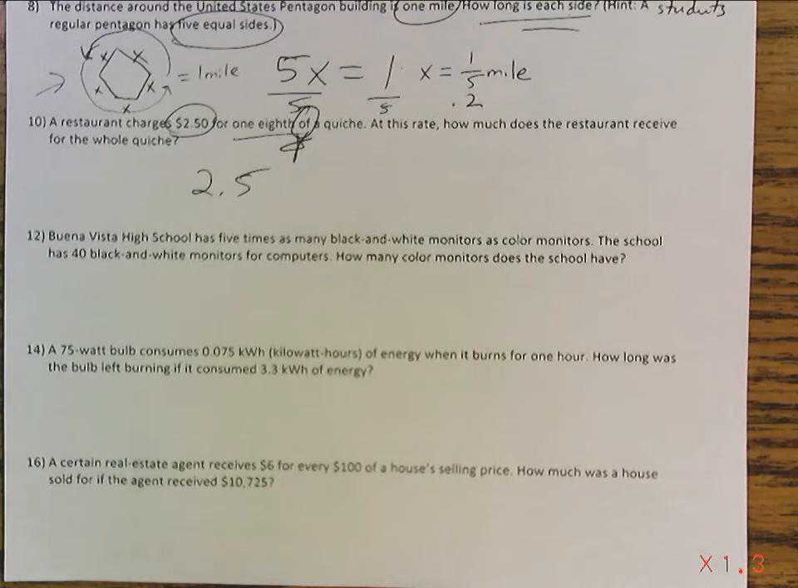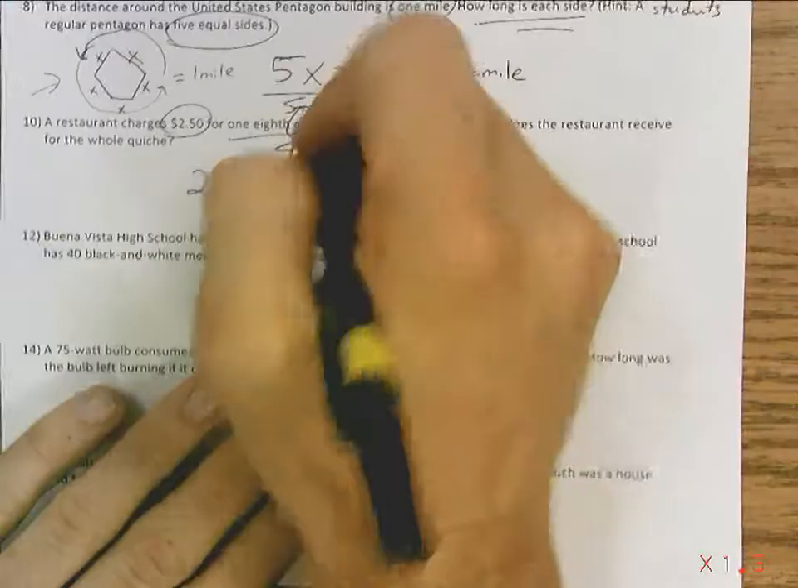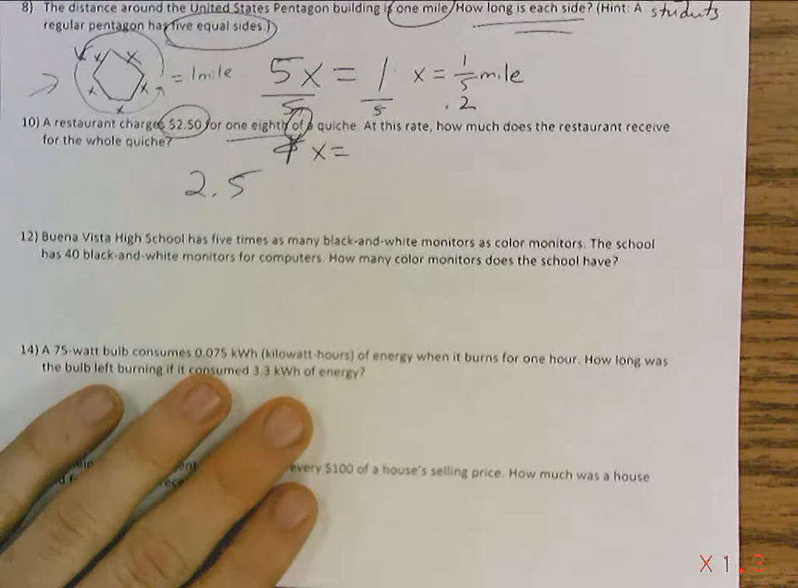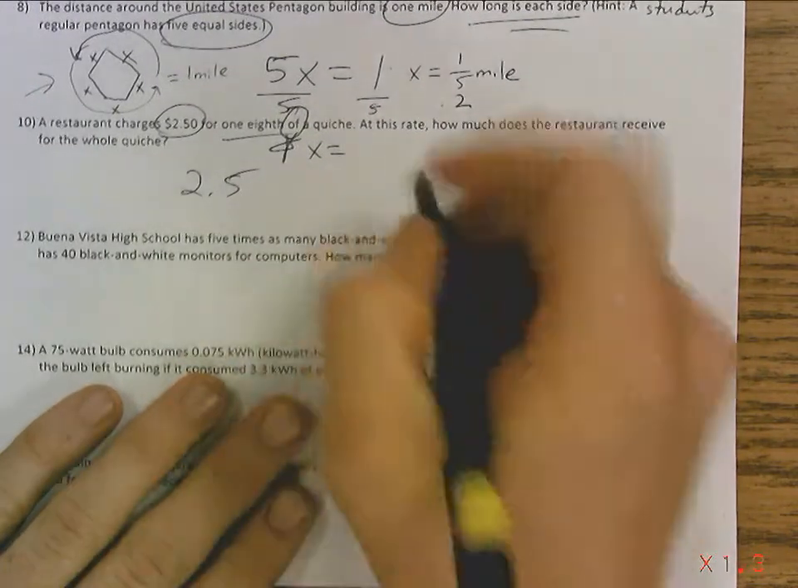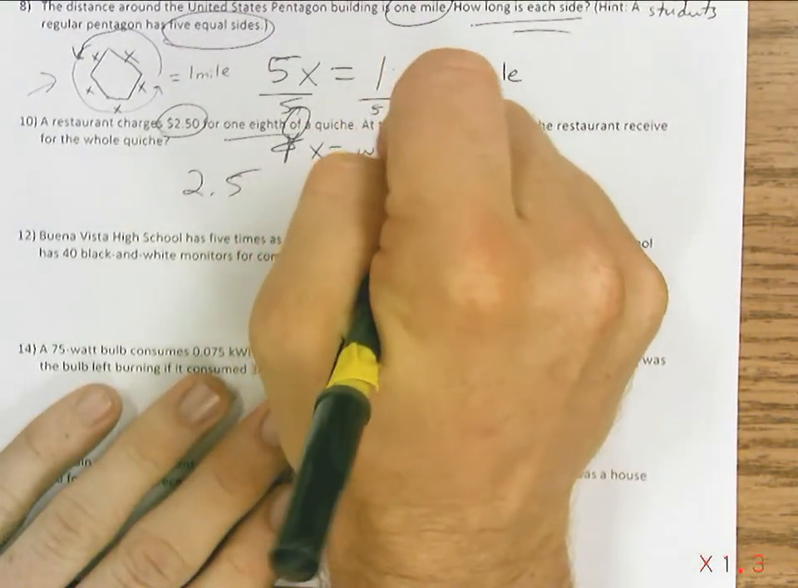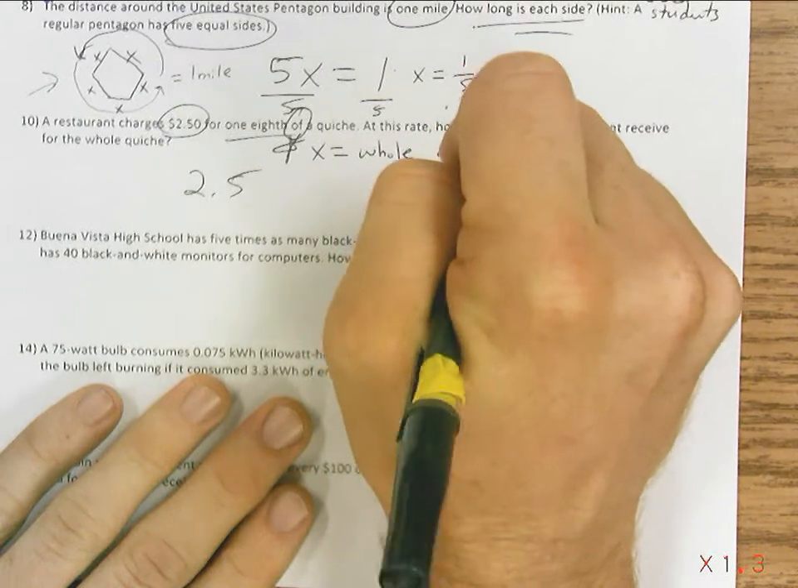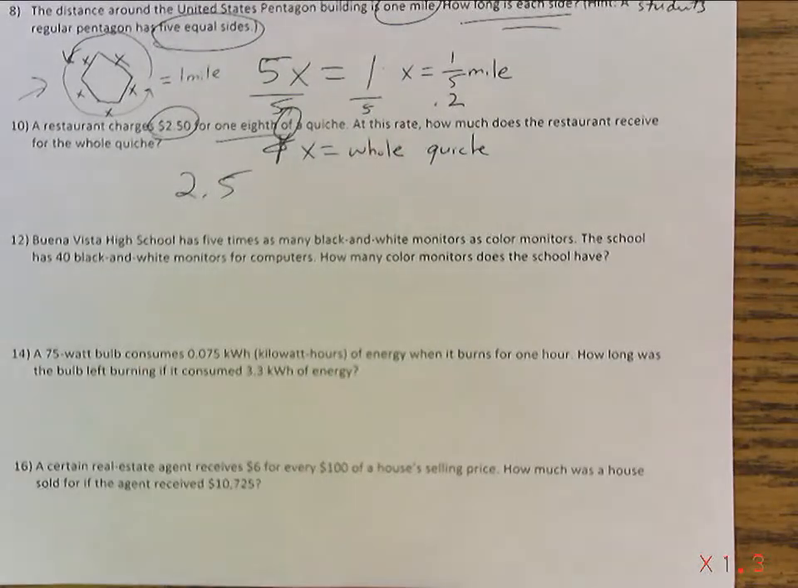All right. Now, what we need to do, I want you guys to put an x equals on the top and just put x equals it's the whole quiche. And if you don't know what a quiche is, Miss G is going to show you on the laptop over here. You guys see it?